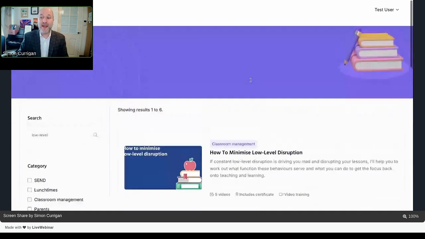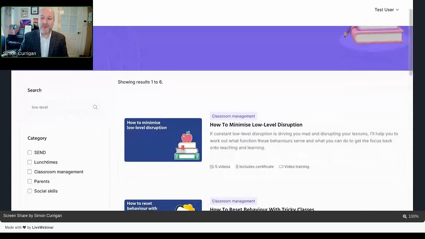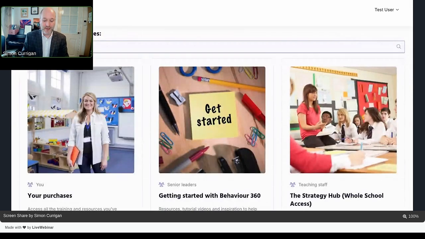Another way, and then what I would do is, I'm interested in a restorative approach to managing behavior. So I can now go back. I'm just going to go back to here. I'm just going to type restorative. I'm going to do a search.